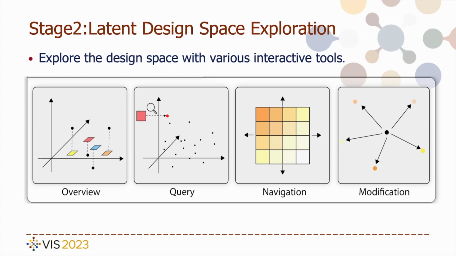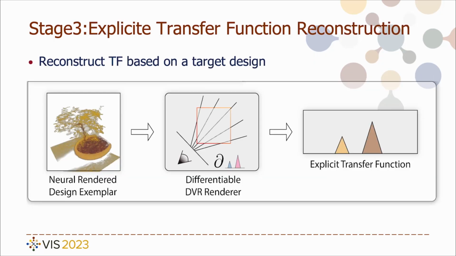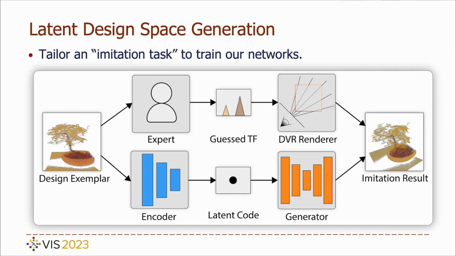Second, we propose a set of tools to help users explore this latent design space and integrate them into an interactive interface. Third, when users are satisfied with a certain design, we leverage a differentiable DVR renderer to reconstruct the explicit transfer function. To ensure that the latent design space is well organized for subsequent explorations, we tailor an imitation task to train our networks.